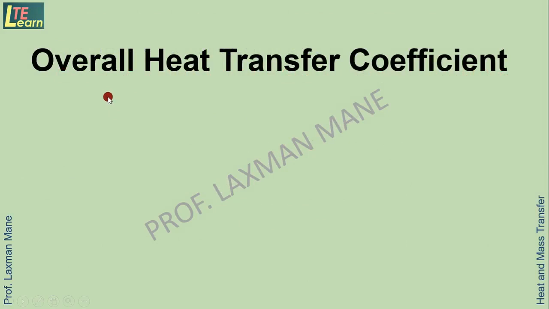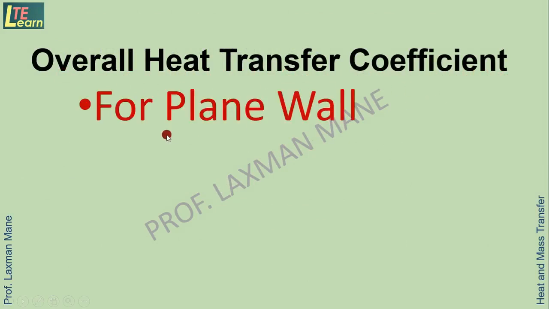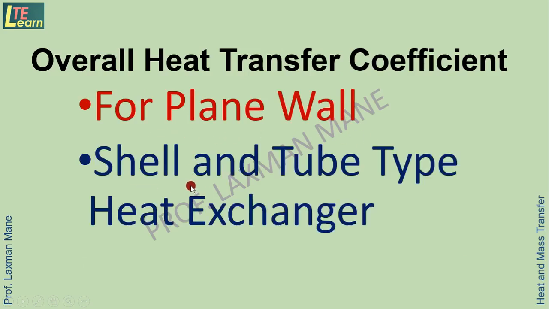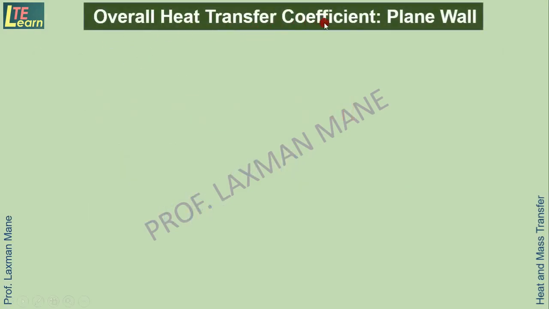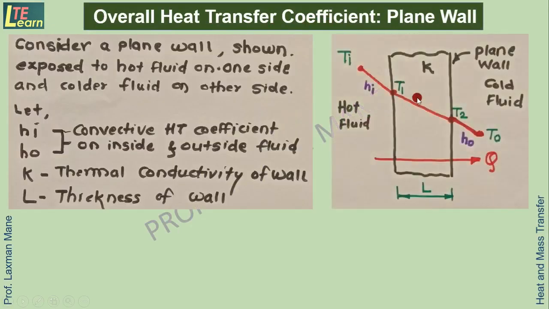Now we will have two cases for the overall heat transfer coefficient. First case is for plain wall and second case is for shell and tube type heat exchanger. So overall heat transfer coefficient in case of plain wall, here this is a plain wall which is shown. It is exposed to hot fluid on one side and cold fluid is on the other side of the wall.